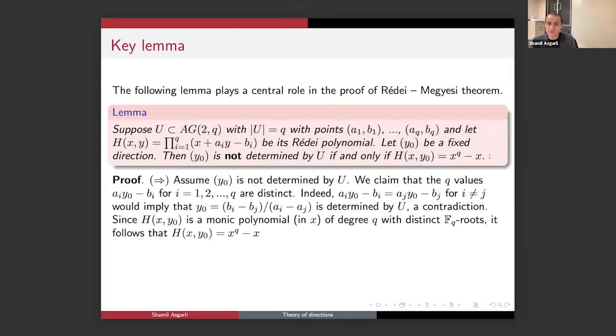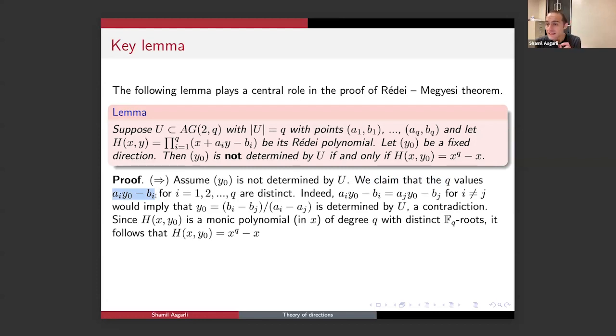So here's the proof. Let me show you the forward direction, and then the backward implication is going to be similar, or basically the same. So let's assume that y0 is not determined by U, and let's try to prove that the Rédei polynomial, when specialized to y0, is in fact equal to x to the q minus x. Then we're going to show that the q values that you get, namely ai y0 minus bi, for i that goes from 1 up to q, are in fact distinct. We're claiming that these are distinct values.